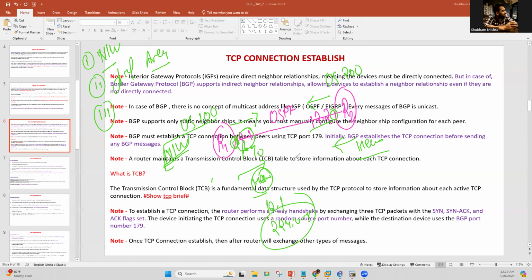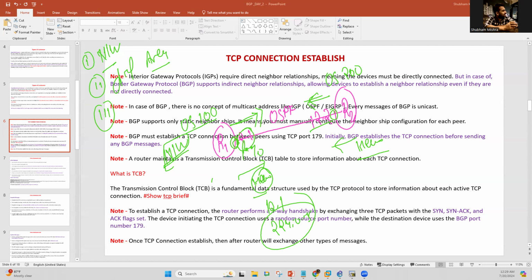Neighborship parameters. Hello packet contains, guys, neighborship parameters. There are multiple neighborship parameters in OSPF. So R1 sends the hello packet, R2 sends the hello packet. Both routers exchange the parameters with each other. Getting my point? Now, both routers check the parameters.